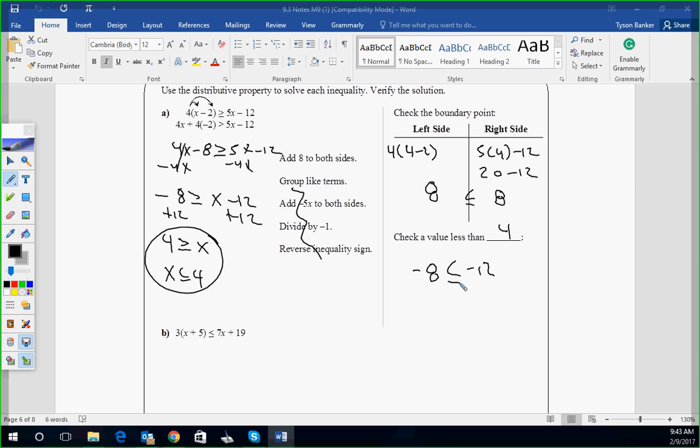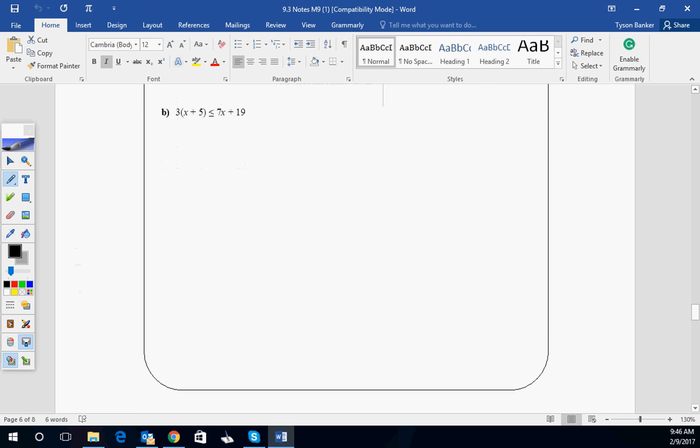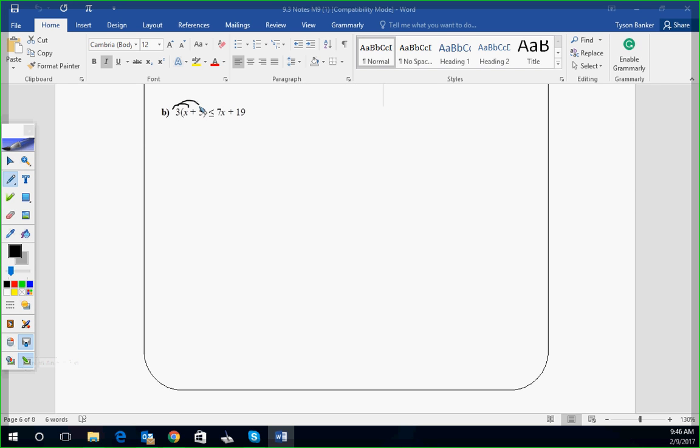Okay. All right, so this last one here for this section, and we're going to get to the word problems, I believe. Okay, so we'll distribute. Okay, we have 3x and 7x, so we'll move the 3x.